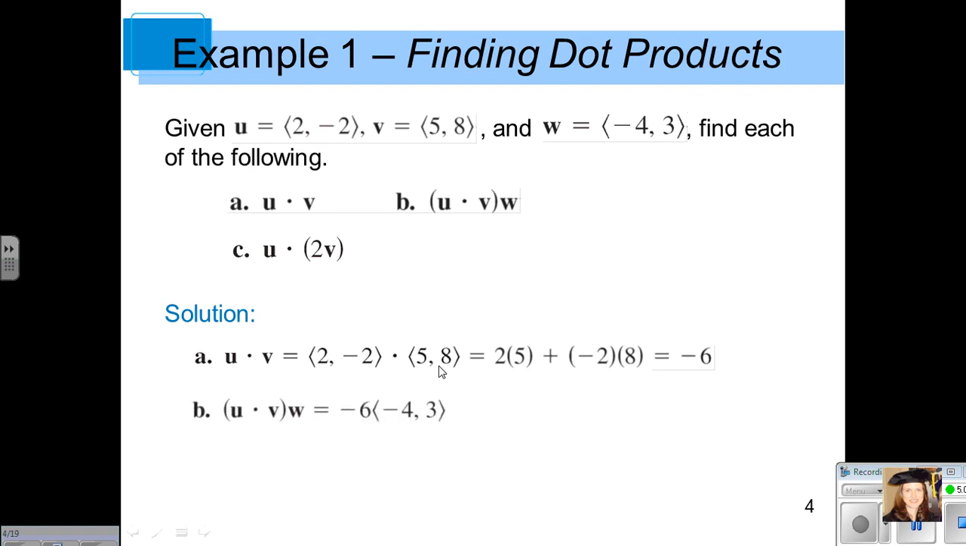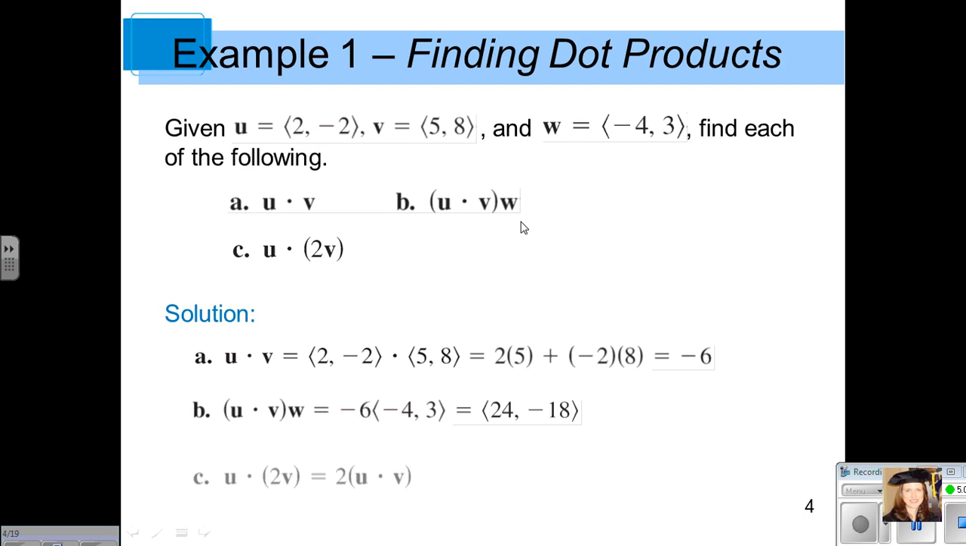For part B, we want to do what's in the parentheses first. Use the dot product, and then we're going to multiply the dot product times w. Well, the dot product is -6, which is a scalar. Now this is a scalar multiplication, you're going to multiply vector w by -6, and the result is going to be a vector. The dot product part was a scalar, and then the second part is the scalar multiplication.